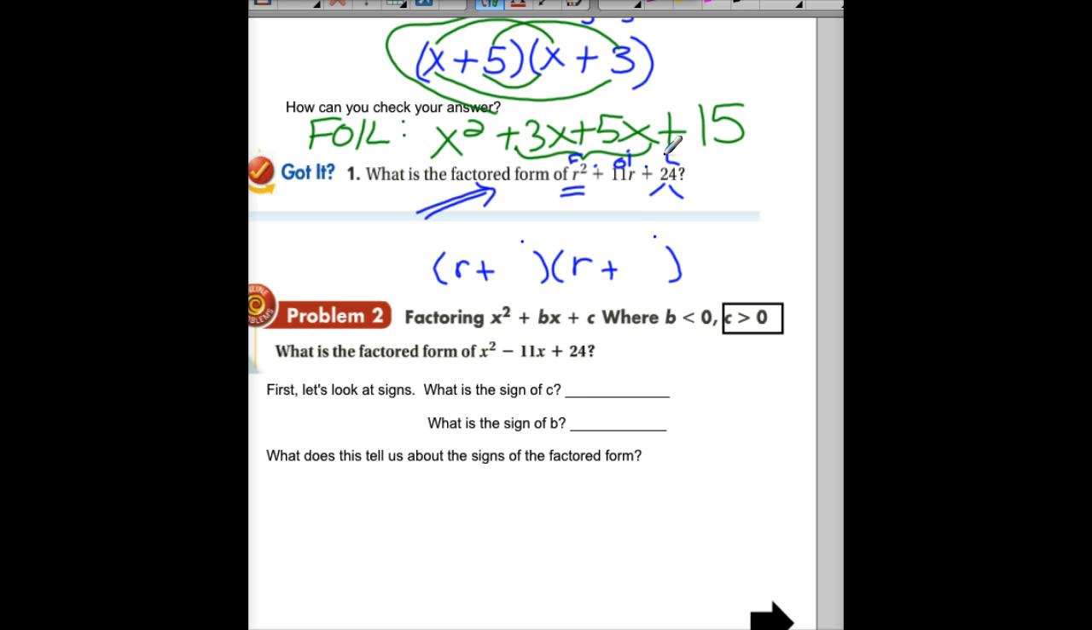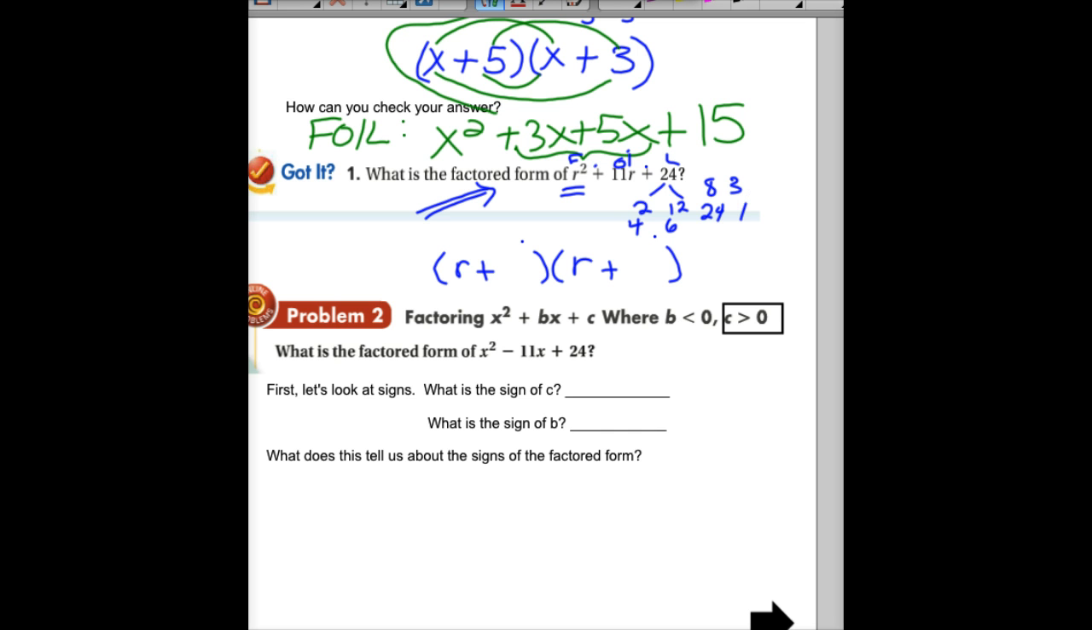Here's my options. I could do 2 times 12. Those multiply to equal 24. I could end in 4 times 6. Those multiply to equal 24. I could end in 8 and 3. Those multiply to equal 24. Or 24 and 1. However, there's only one pair that's correct.